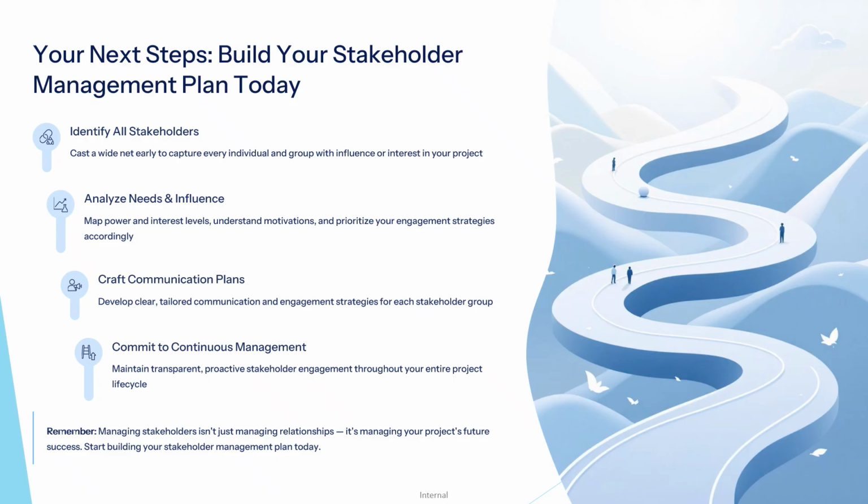Your next step: build your stakeholder management plan today. Identify all the stakeholders; create a wide net early to capture every individual and group with influence or interest in your project. Then analyze needs and influence: map power and interest levels, understand the motivations, and prioritize your engagement strategies accordingly. Craft a communication plan: develop clear, tailored communication and engagement strategies for each stakeholder group. Commit to continuous management: maintain transparency and proactive stakeholder engagement throughout your entire project's life cycle.